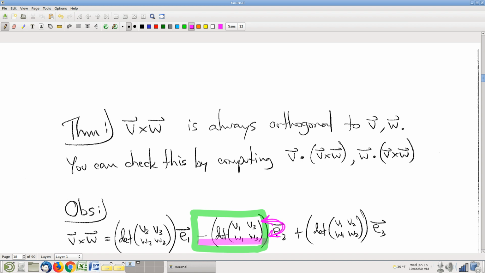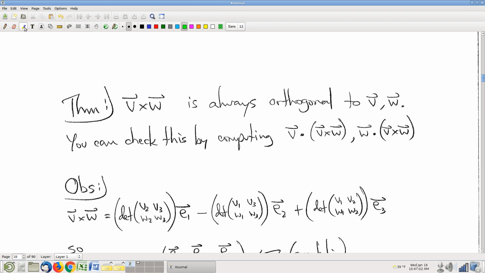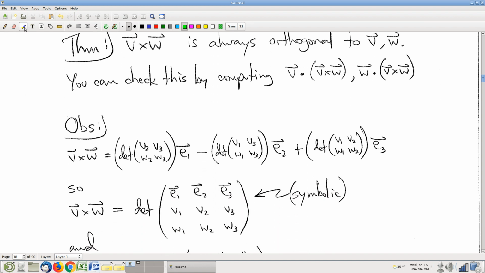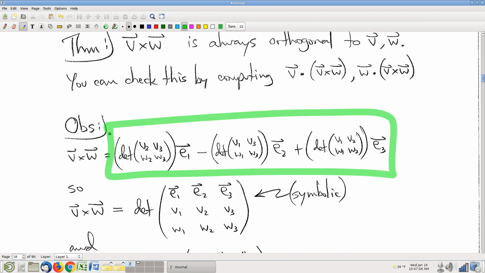I want to leave it, though, as a negative of a different determinant. Seems weird. Momentarily we'll see why. Here it is. Why did I want to leave that as a negative of a determinant? Because now I notice that this formula structurally looks just like a 3x3 determinant, kind of, with a big asterisk that we have to worry about.